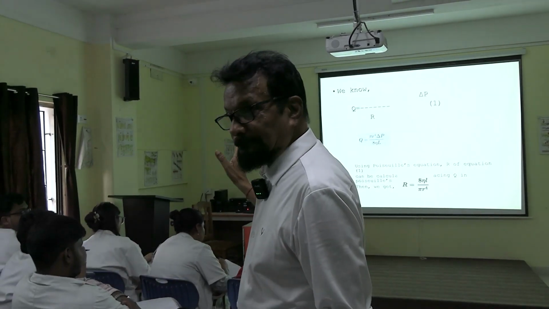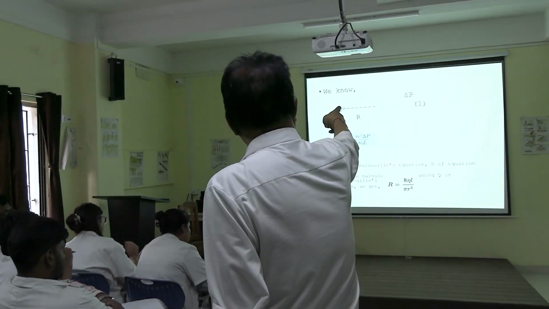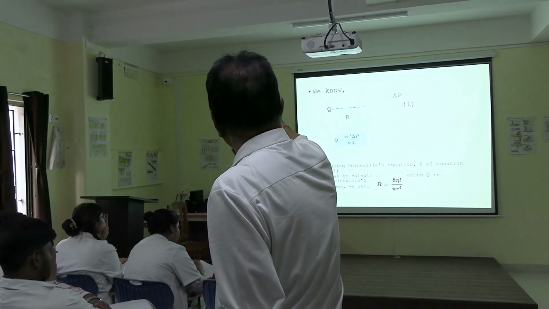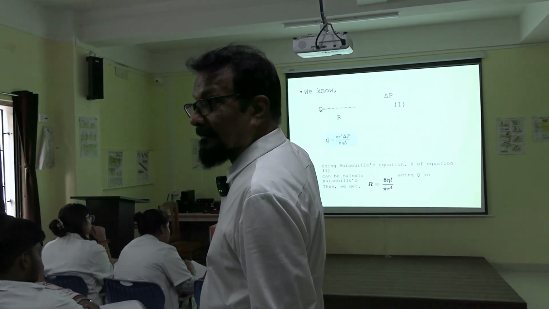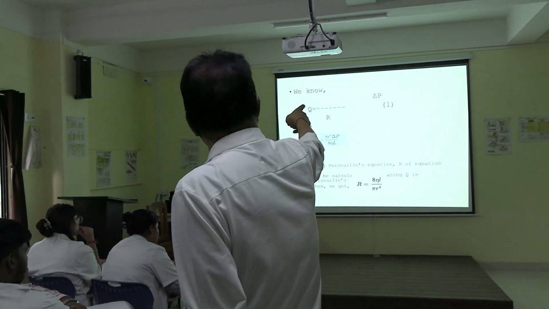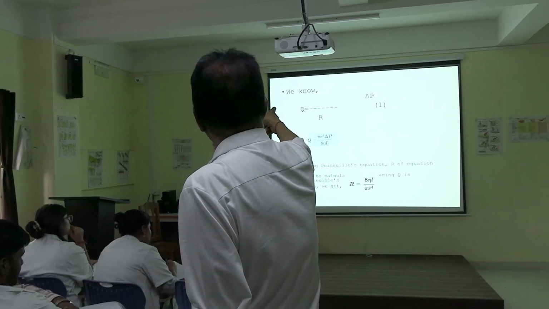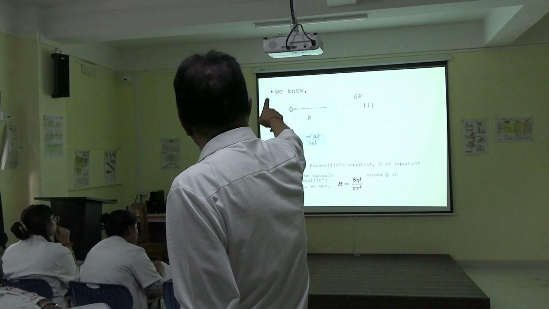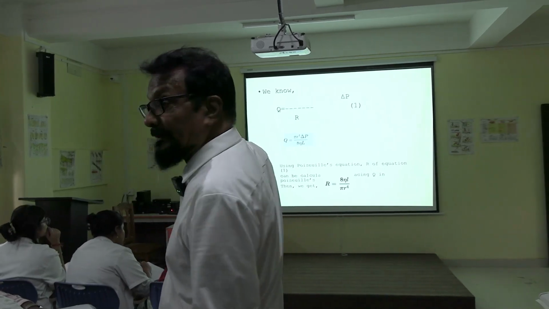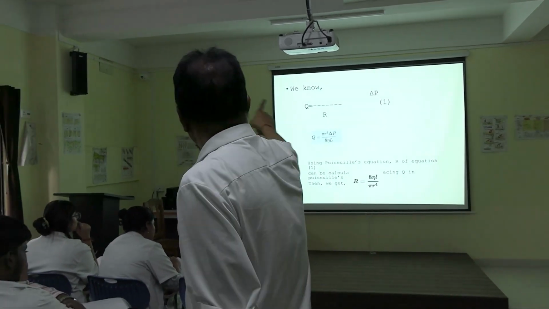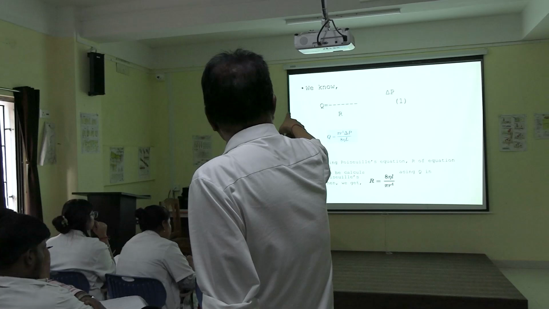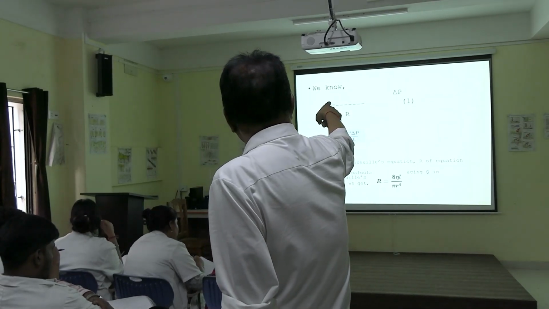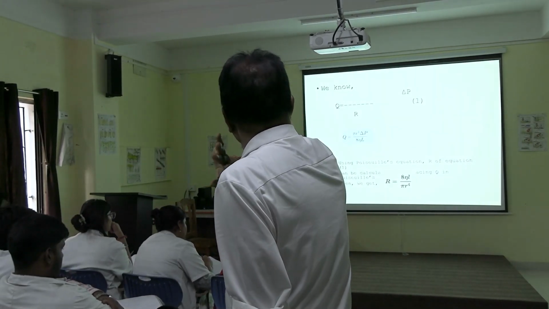Okay, these are equal. That means if pressure is increased, flow will also be increased. And if resistance is increased, flow will be decreased. If resistance is decreased, flow will be increased. So this is the relation between resistance, delta P, pressure change, and flow.